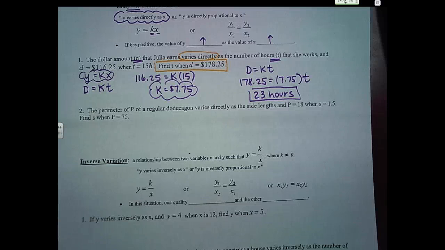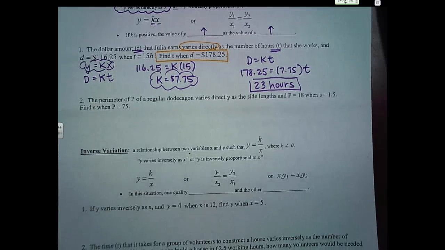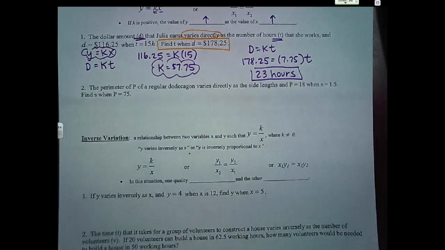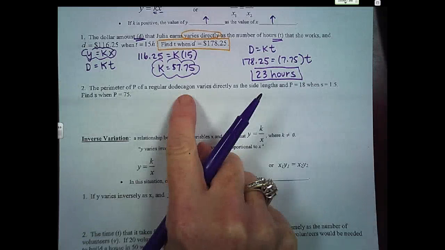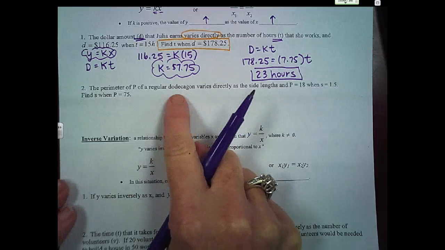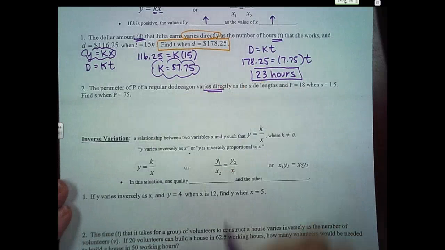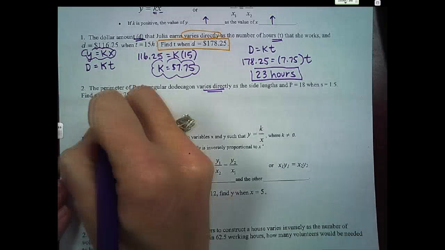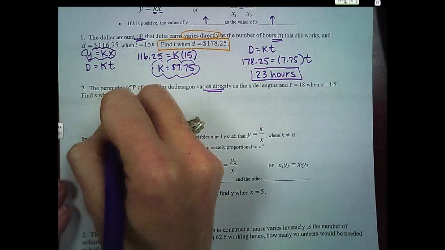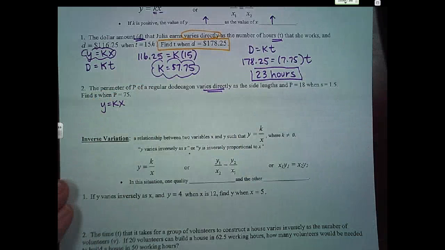Okay, the next one. The perimeter, in other words, the outside, right, of a regular dodecagon. Does anybody know how many sides a dodecagon has? I heard it, what? 12, yeah. The perimeter of a regular dodecagon varies directly, okay? That means we're going to use this formula, y equals kx. Agree? That's the varies directly formula.